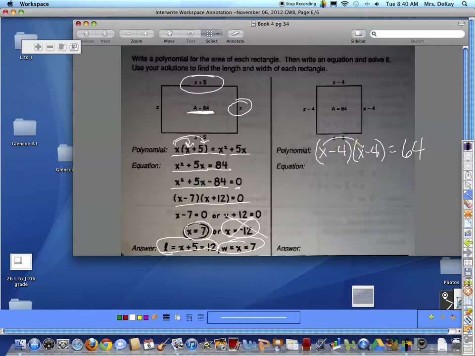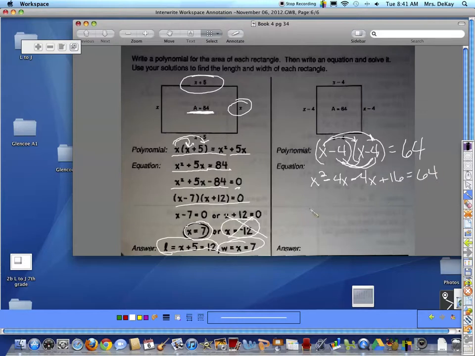So now let's multiply this out. X squared, because I've got to get that to be 64. So get x squared, outers, take away 4x. Inners, take away 4x. Lasts, plus 16. Plus 16 equals 64.